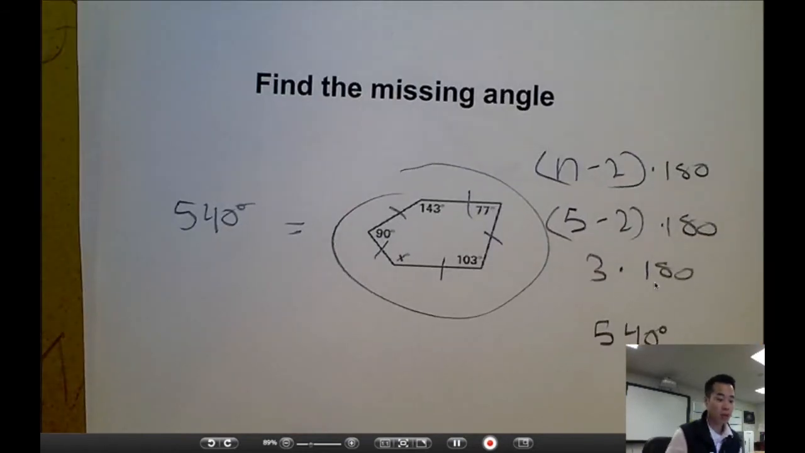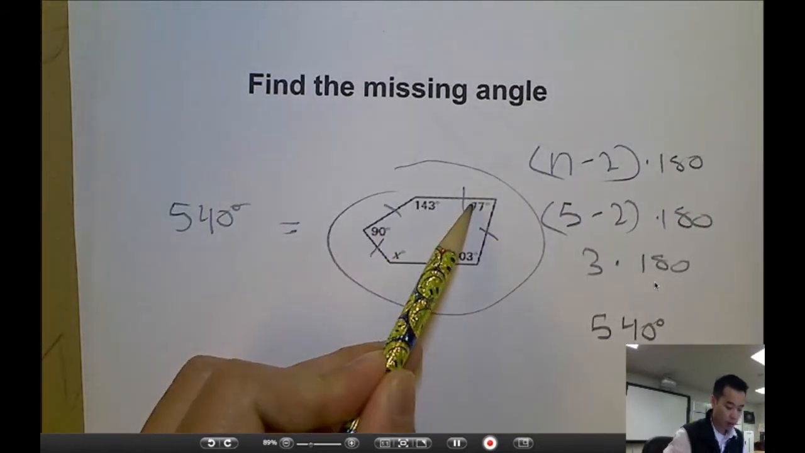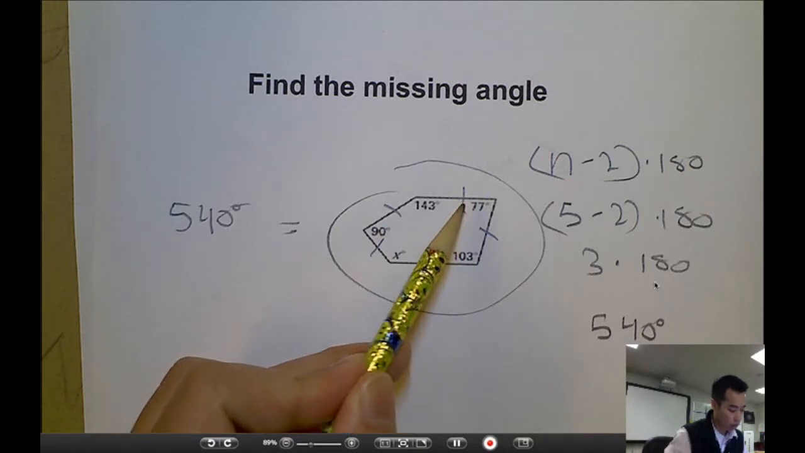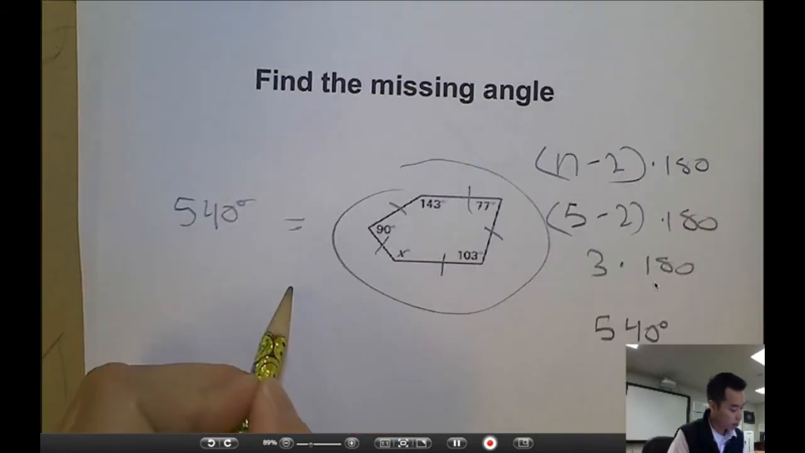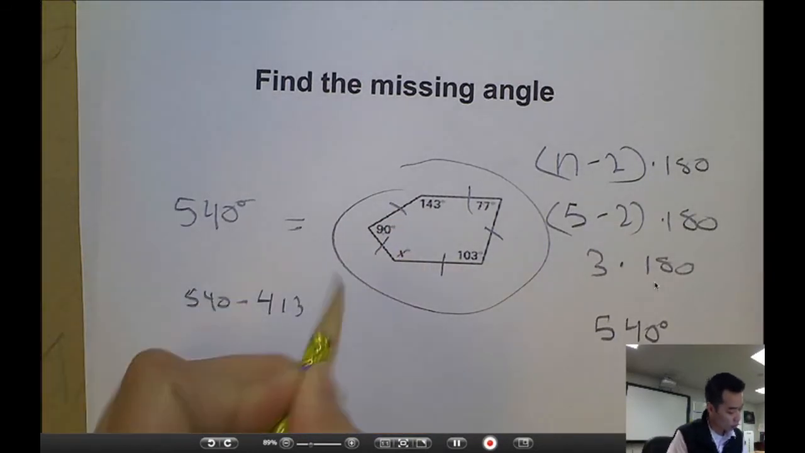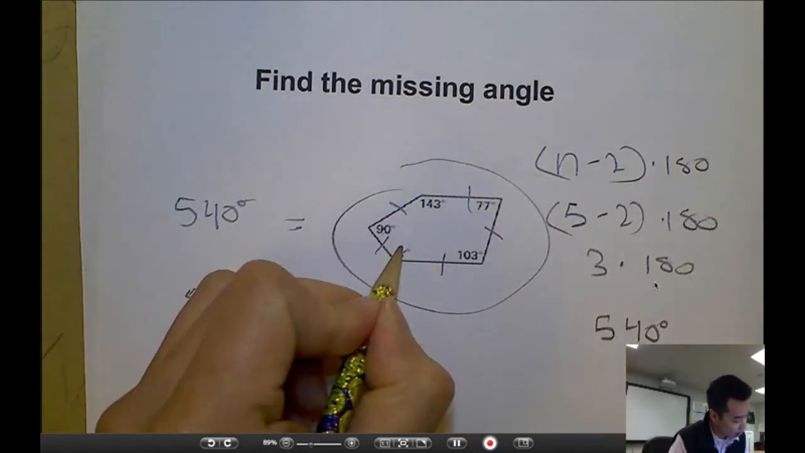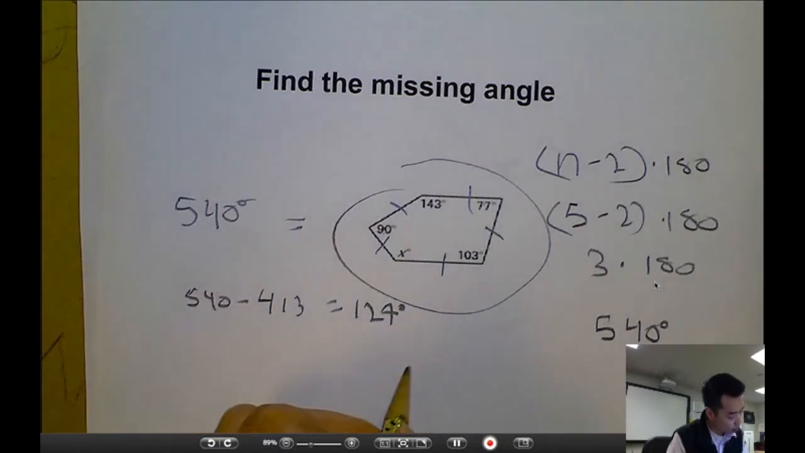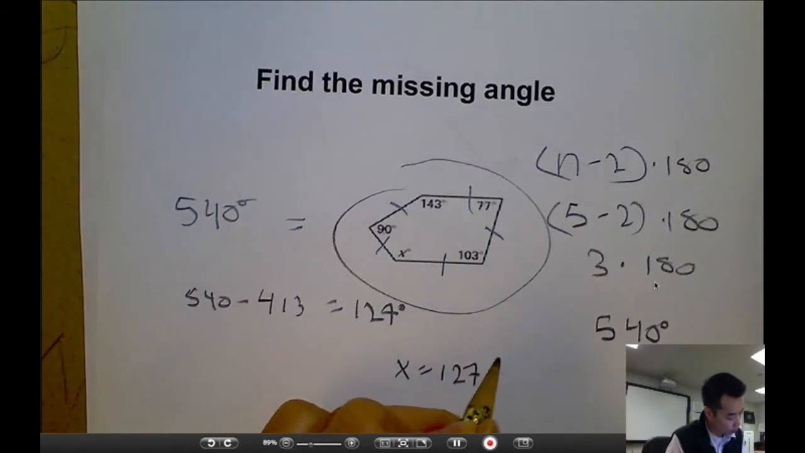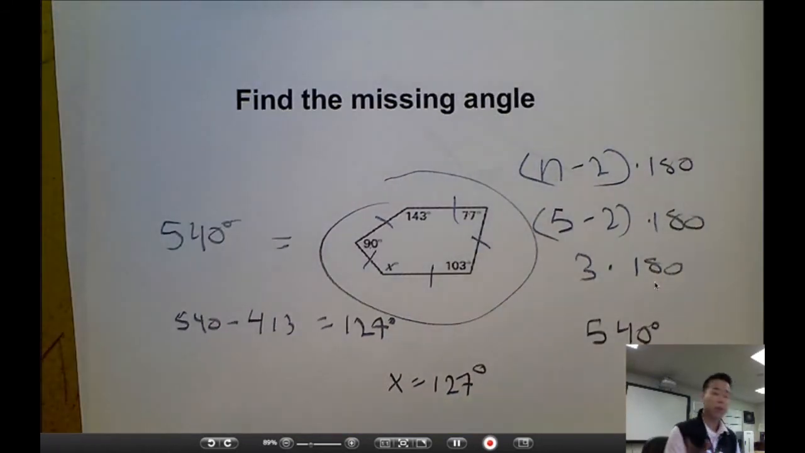So because I know all of these have to add up to 540 degrees, all I'm going to do is figure out how many degrees they have given me so far. So I will start at 90 degrees right here. 90 plus 143 plus 77 plus 103 is equal to 413. So these 4 angles equal 413. So then I go 540 minus 413, and I know that the missing angle is 127 degrees. So x is equal to 127 degrees. It's kind of cool that we know what they all have to add up to, and then we find the missing one by using some simple algebraic solving steps.